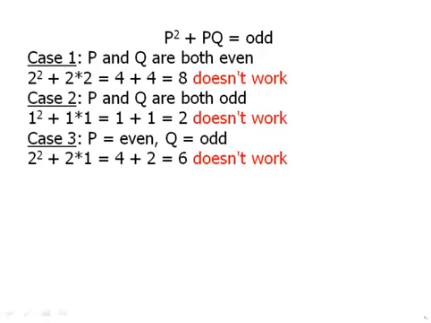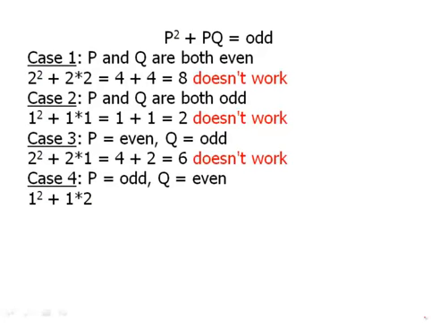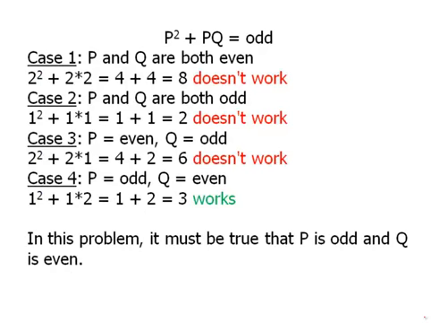So then the final case, we're wondering now, is it possible for this to be odd? The final case, we'll try p is odd and q is even. Now we're going to plug in p equals 1 and q equals 2. And here we're going to get 1 plus 2 is 3. That definitely is an odd number. That works. And that's the only case among the 4 that works. Therefore, we know in this problem it must be true that p is an odd number and q is an even number. We're able to figure that out from the 4 case method.